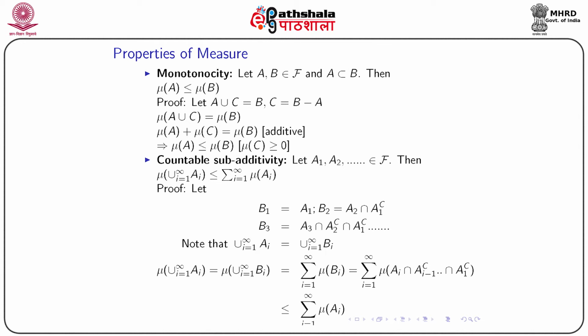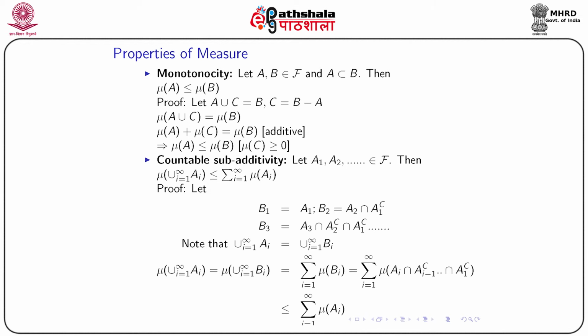The next property that will be discussed is called countable subadditivity. What do you mean by countable subadditivity? Suppose we are considering A1, A2, An and so on, all the sets belonging to this sigma field script F. Then mu of union over i from 1 to infinity Ai is less than or equal to sum over i from 1 to infinity mu of Ai.